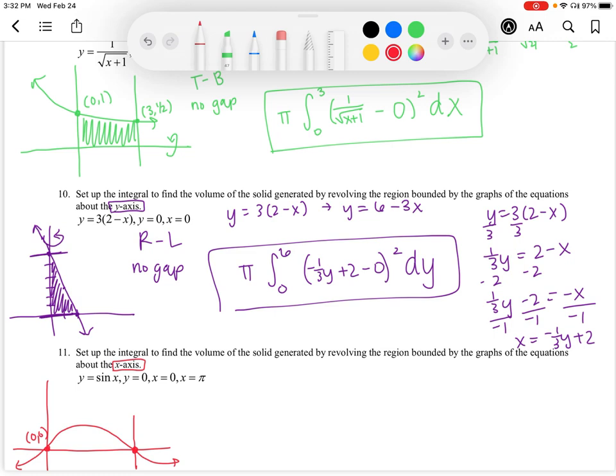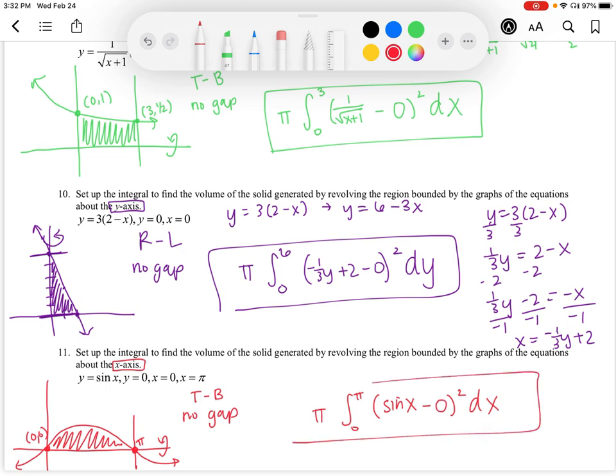And we are revolving around the x-axis, so this is a top minus bottom. No gap. We're looking at this area right here. So pi integral of 1 thing being squared and a dx because it's a top minus bottom. So my bounds are from 0 to pi. My top part is the sine x, and my bottom part is the axis, which is the 0. And there's my integral.